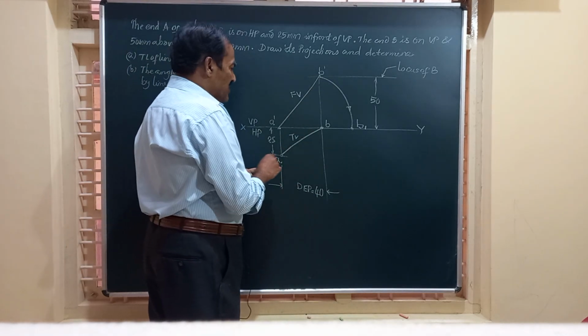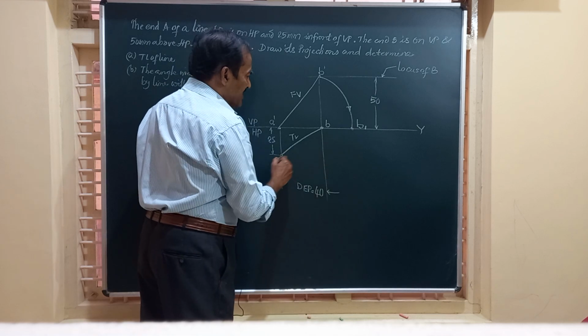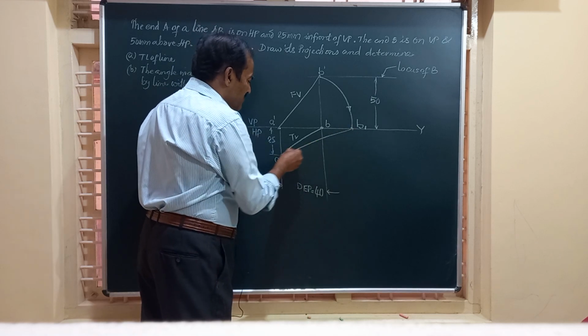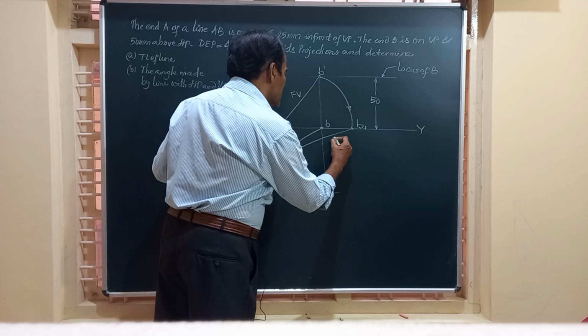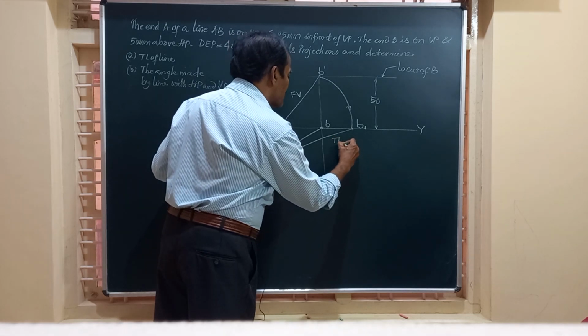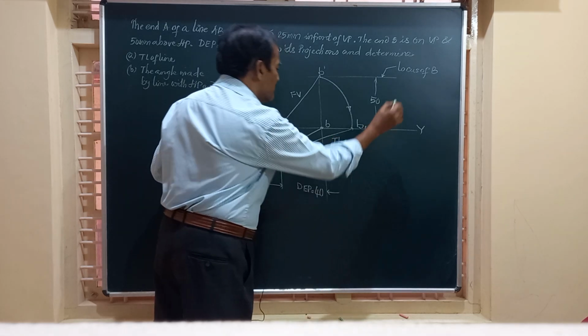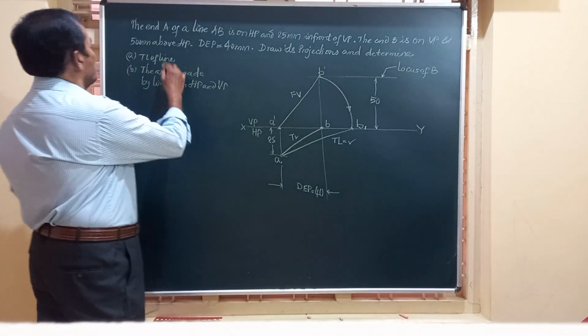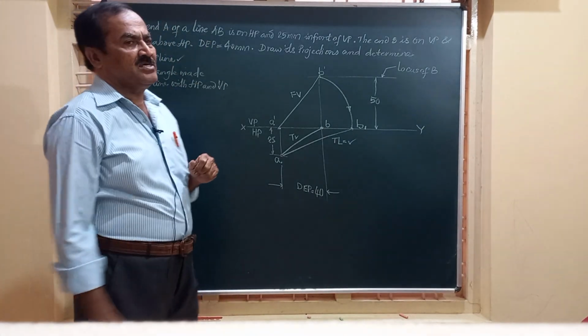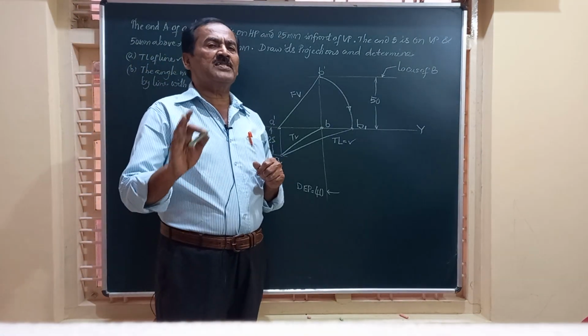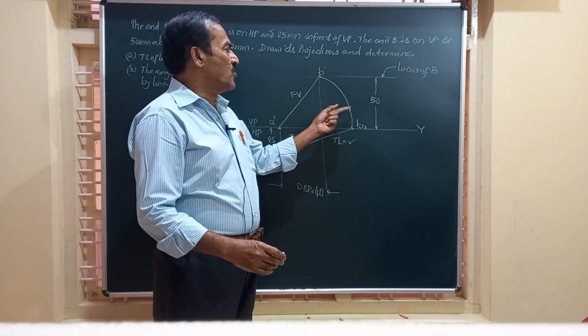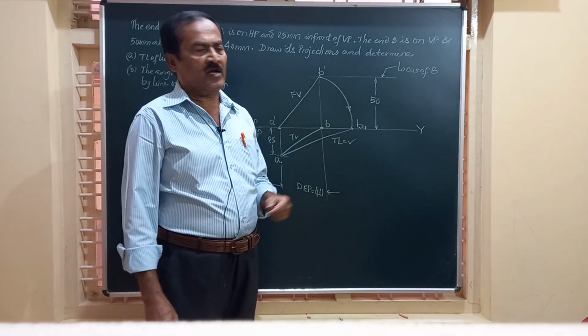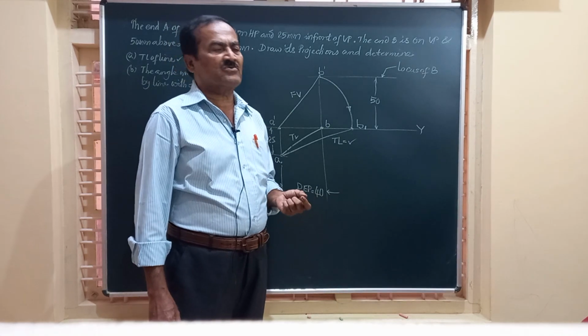Friends, if you join these two, that is A and B1, AB1 will represent what is called the true length of the line. So this true length can be found out. This is the first part of the question. And you know, friends, the true length always remains the same, both in the front and top views, both above and below the XY line.